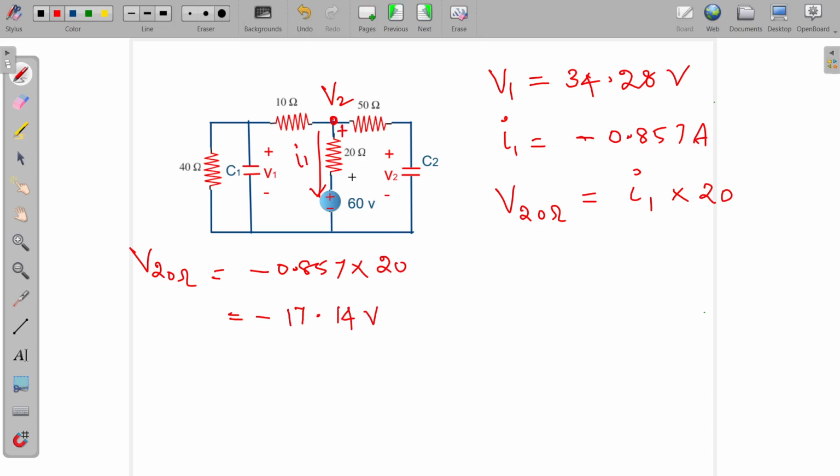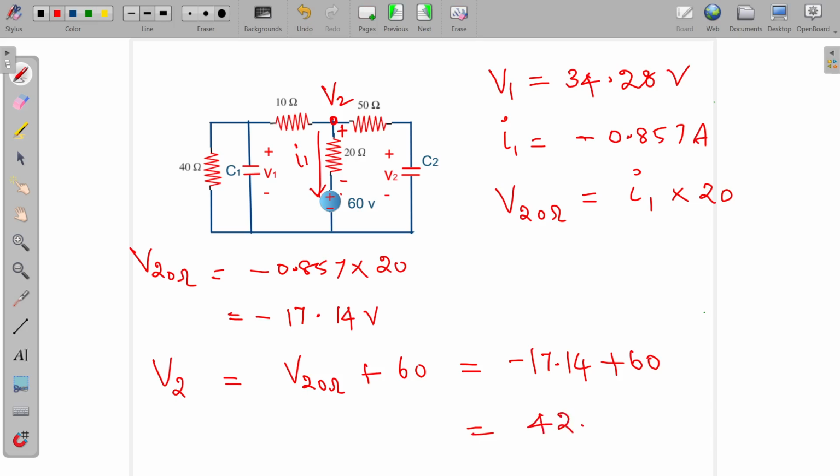But here we have marked the polarity already as plus, minus. So this V2 will be equal to V20 plus this 60 volts, which is the voltage supplied by this voltage source. So this is equal to minus 17.14 plus 60, which is equal to 42.86 volts. This is the second answer.